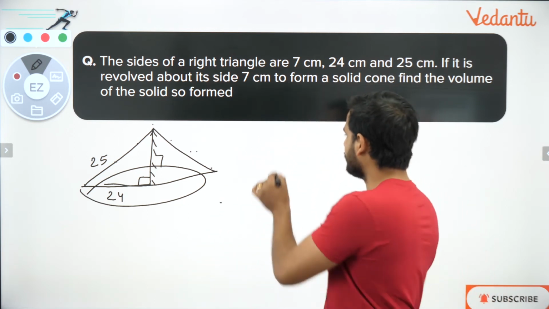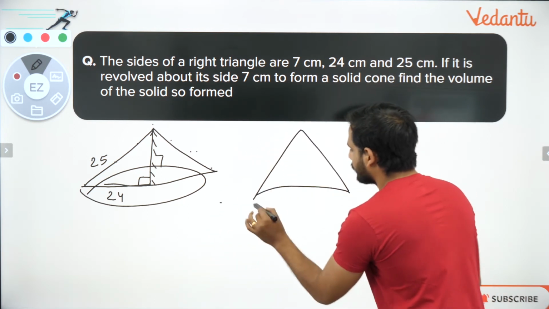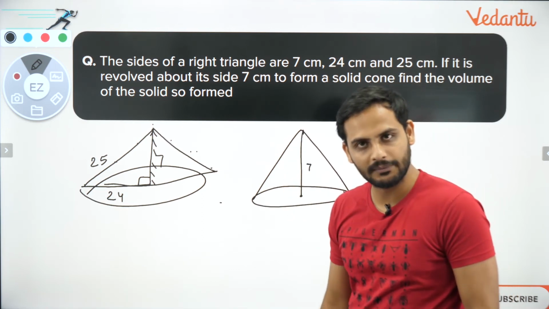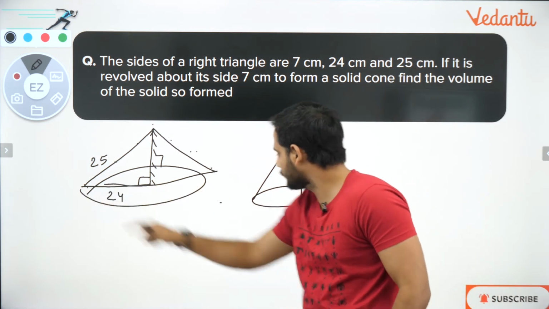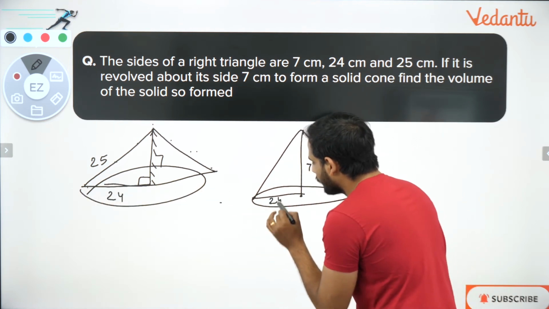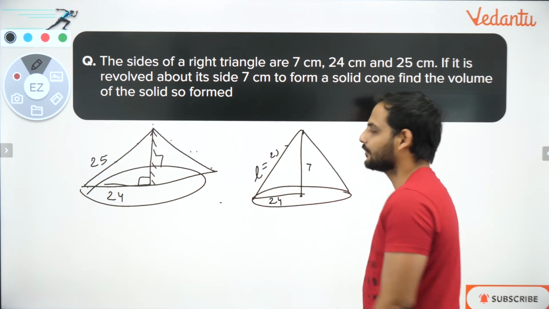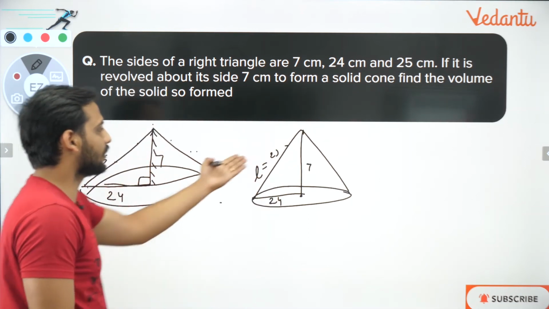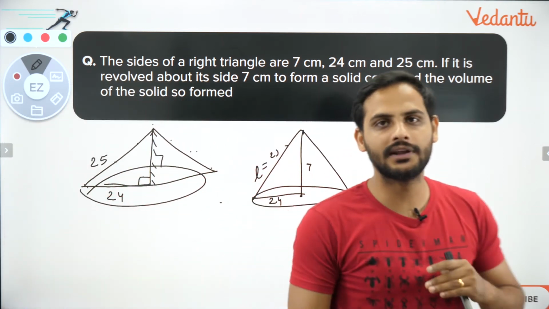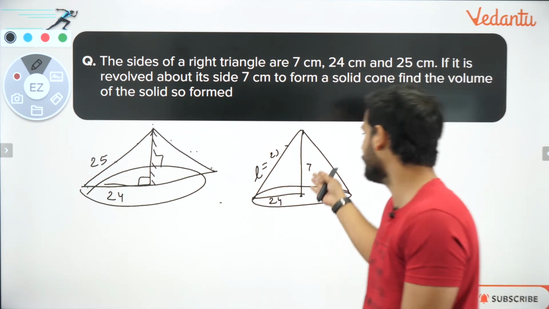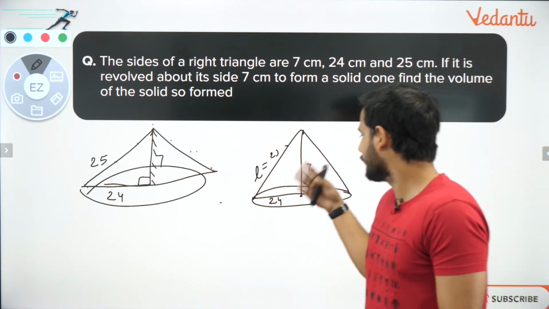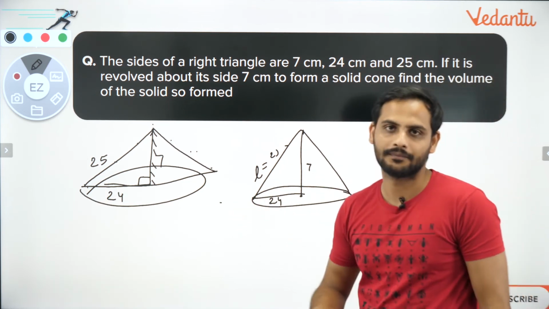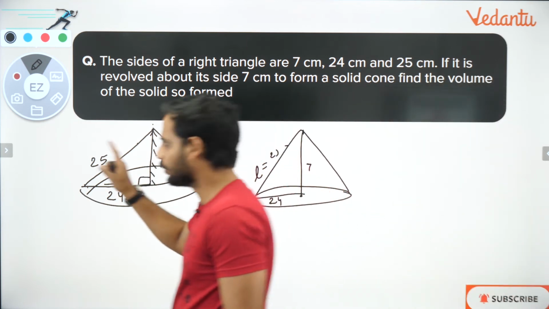So in this cone, bachcho, we know one thing very clearly: when this cone is formed, I know that the height will be 7. Height of the cone will be 7, and the radius is forming along this part. So radius of the cone will be 24 and slant height will be 25. So you know everything about this cone. What they are asking: find the volume of the solid so formed. So volume of the solid is what? Cone. Volume of cone is 1 by 3 pi r squared h. So 1 by 3 into pi into 24 into 24 into h, and h is 7. Understood? So the main concept is how the cone will be formed.